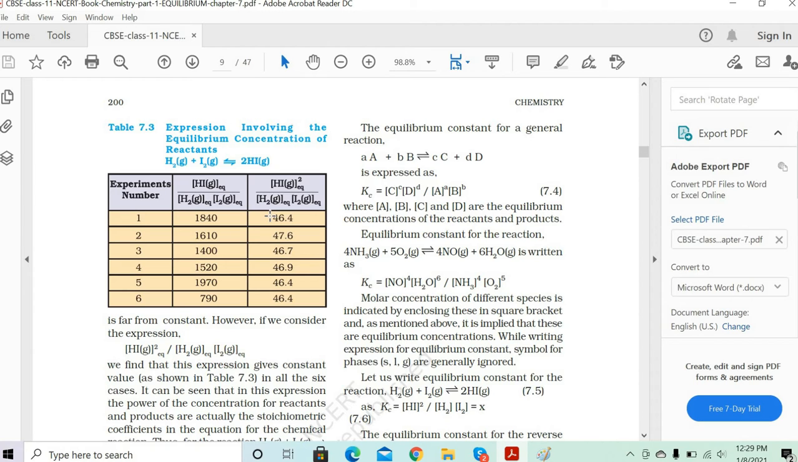So can you explain D? Yeah, D is not clear. No, sir. Yeah, just a moment, I'll tell you.